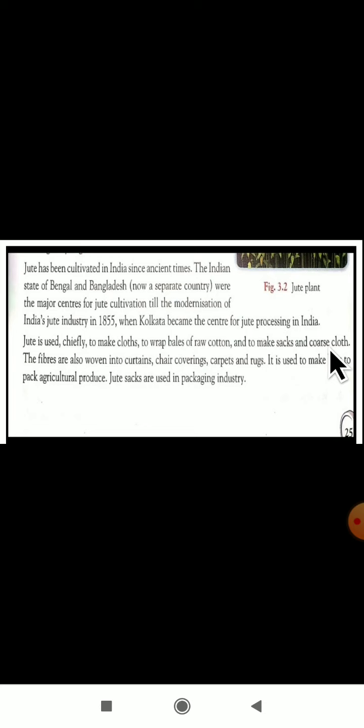Where is it used? Yes, jute is used to make clothes. In a simple sentence, you remember the uses of jute here. It is used to make clothes, the first point. Next, to wrap the bales of raw cotton. Whatever raw cotton there is, they will pack it in jute bags. So it is used to wrap the bales of raw cotton and to make sacks and coarse cloth.